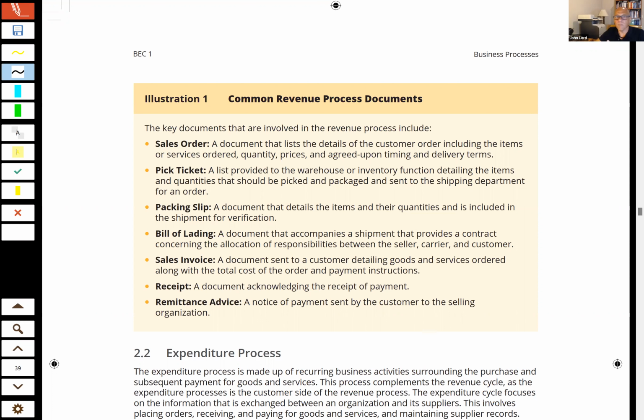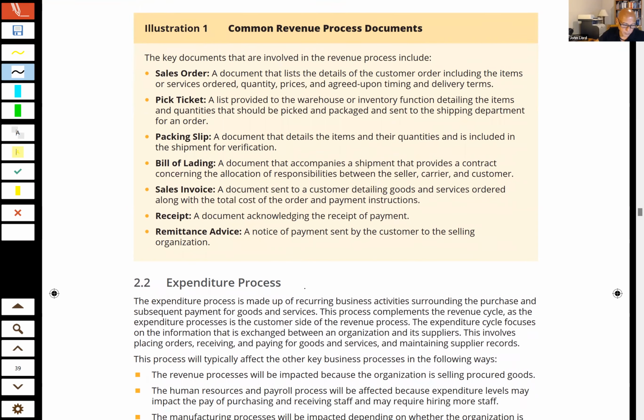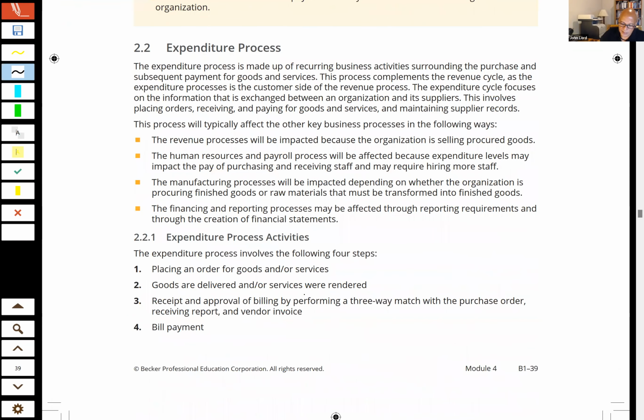If it's not, make up a flashcard so you will never miss that question in your homework again. And then if it comes up on your exam, you've already memorized that with a flashcard. But I'm not going to spend our time together here reading through documents associated with a process. Okay. Now, we talk about the expenditure process.